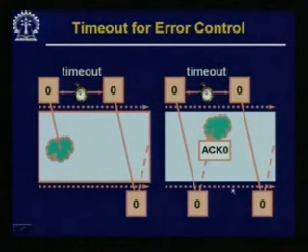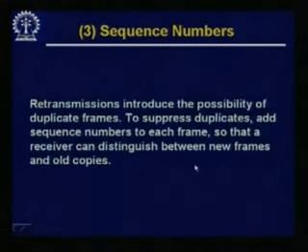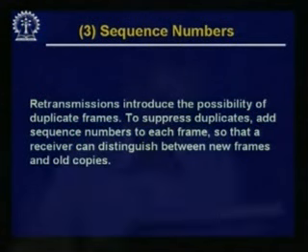And the third technique that we use is the so called sequence number. Retransmission introduces the possibility of duplicate frames, as we have just seen. To suppress duplicates, add sequence numbers to each frame, so that a receiver can distinguish between new frames and old copies. So, if the frames are numbered sequentially, like say 0, 1, 2, and if the receiver gets two frames which have the same number 0, it knows that the acknowledgement must have got lost or something like that happened. Anyway, the sender sent the same frame twice, so he will discard just one of them.